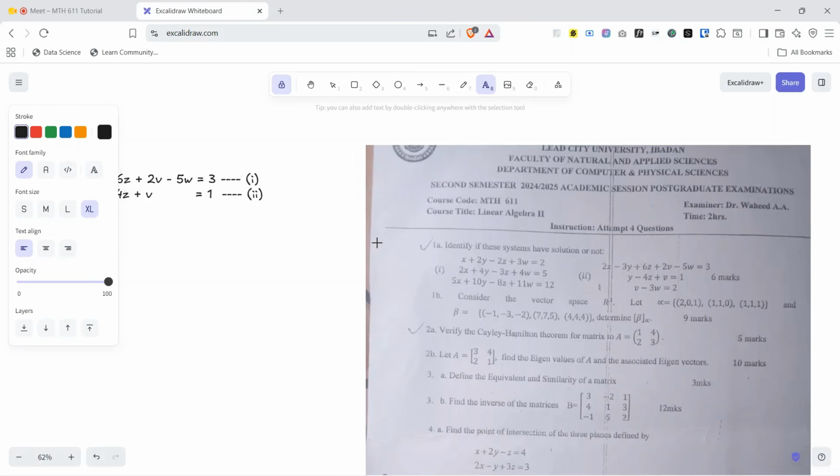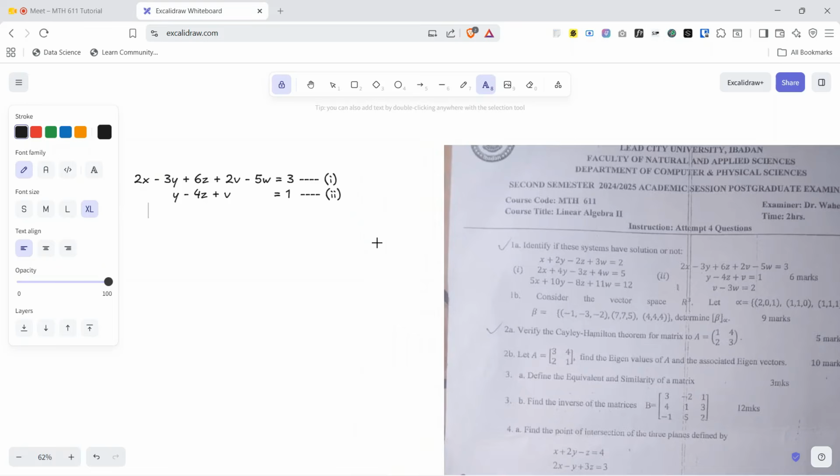Then for 3, we have v minus 3w equals to 2. So for this particular one, I'm just going to follow the instruction from the notes because I really did not understand this particular one.